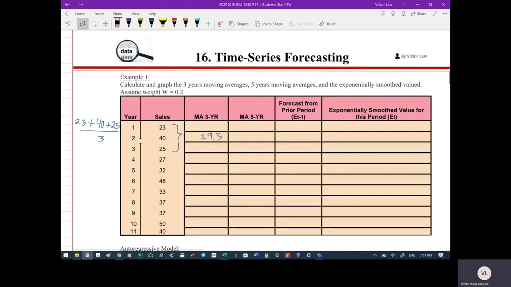Okay, so for year 2, we're going to use 23, 40, and 25 because we're using the current year 40, we're using the 23 from year before, and then we're using the 25 from the year after. And then we take the average of these three numbers, we get 29.3.